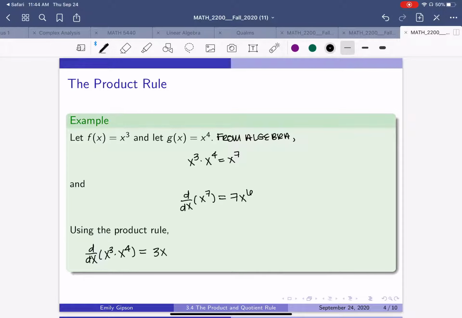So let's see. d/dx of x cubed times x to the fourth is equal to the derivative of the first, which is 3x squared, times x to the fourth, plus the first, which is x cubed, times the derivative of the second, which is 4x cubed. So now we use algebra again, and we see that this is simply 3x to the sixth plus 4x to the sixth, and wham bam, thank you ma'am, we have 7x to the sixth.